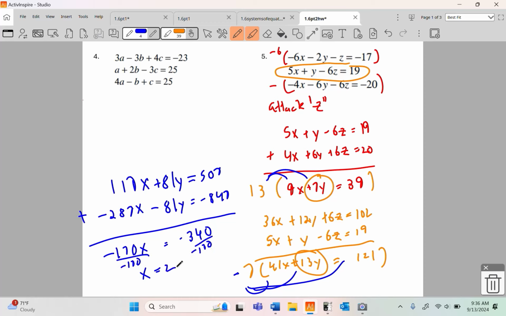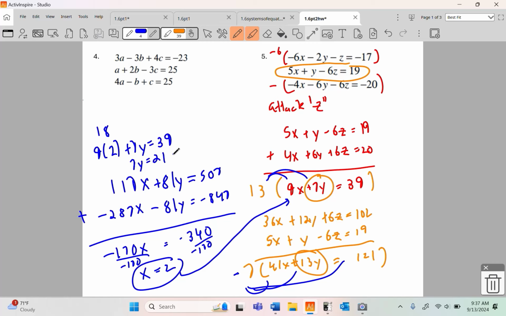I probably should not have attacked z. You'll discover as you do these that some variables generate nicer answers. Now, there is still sadly a whole lot more work to do. I'm going to take this x and put it there. 9 times 2 plus 7y is 39. This is 18. 39 minus 18 is 21. Y is 3. All right, so I have x and y.